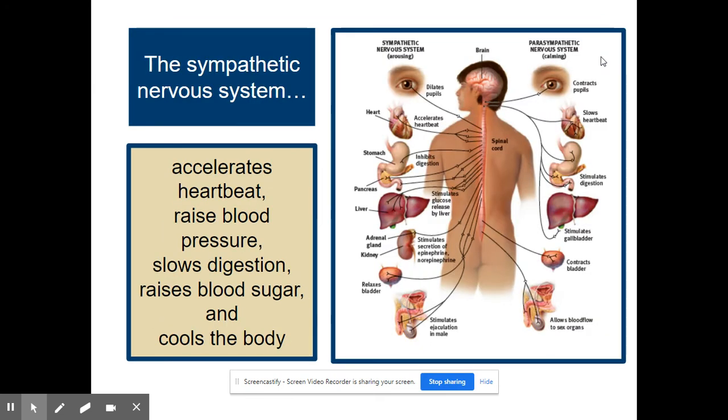This diagram gives you a glimpse into how our body reacts through the sympathetic nervous system and also the parasympathetic. For example, when we get aroused, our pupils dilate. When we relax, our pupils contract. Our heart accelerates when our sympathetic nervous system is being aroused, and it slows down as our parasympathetic system begins to calm us down. So you can go through all the different glands and so forth and see what is under the control of the sympathetic and the parasympathetic nervous system.